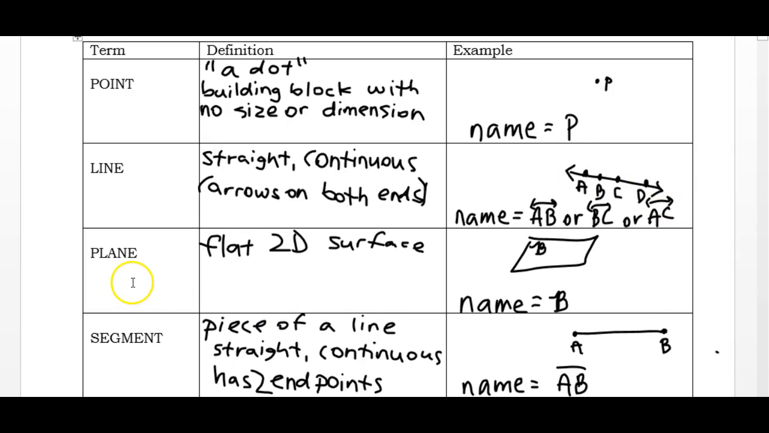A plane is a flat two-dimensional surface. So the ground is a plane, the wall is a plane, a sheet of paper is a plane, any flat surface is a plane. So I just kind of have a flat surface drawn here, and I named it with the cursive letter B. So any cursive single letter would be how we'd name a plane.